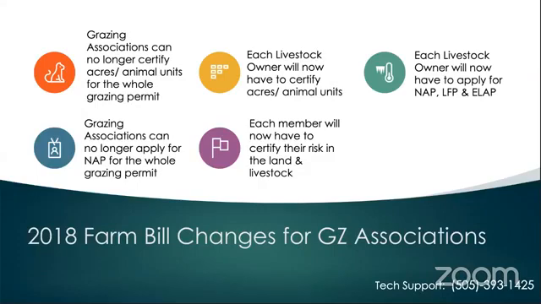If the association does own any livestock, I know a lot of times our grazing associations will own the bulls. They may take out a NAP policy or apply for any of our disaster programs on the livestock that is owned by the association. So what the new provisions really we're looking at now are that each member has to certify their risk in the land and the livestock that they're applying for in all of our disaster programs. So let's go to the next slide.